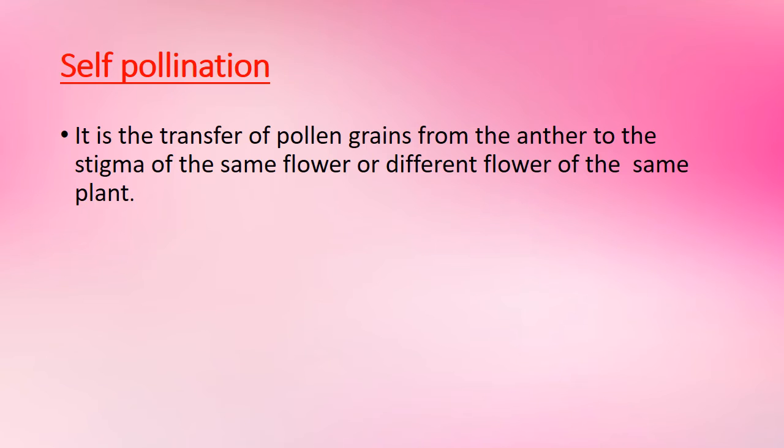Let's study about self-pollination first. Self-pollination is the transfer of pollen grains from the anther to the stigma of the same flower or a different flower of the same plant. In self-pollination, a single plant will be there, and the pollen grains from the anther will be transferred either to the stigma of the same flower or a different flower, but the plant should be the same.